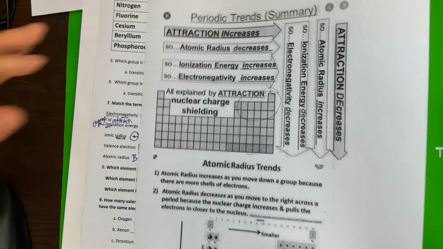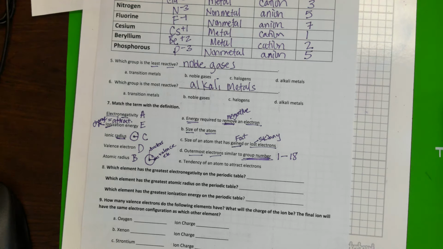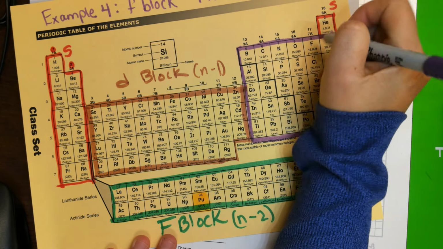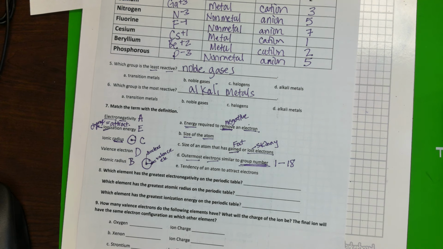Okay, so in here, the best one from the periodic table would be the highest, which is fluorine. Okay, it would be fluorine.